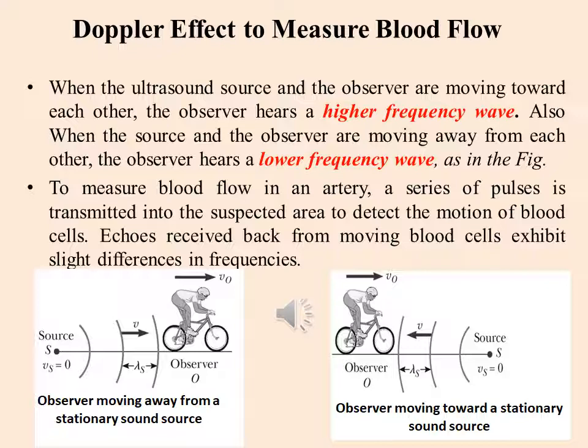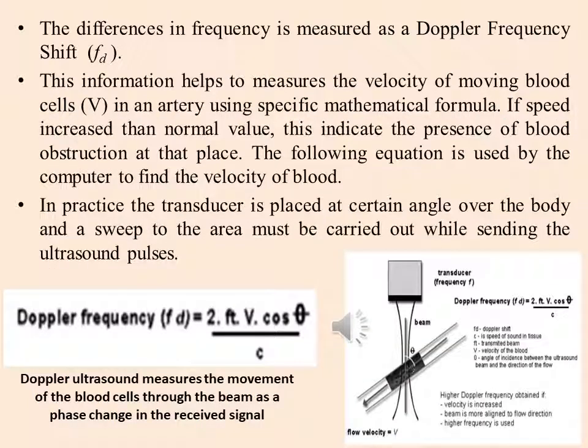Echoes received back from moving blood cells exhibit slight differences in frequencies. The difference in frequency received is measured as a Doppler frequency shift, f sub d. This information helps to measure the velocity of moving blood cells, v, in an artery using a specific mathematical formula. If the speed increases above the normal value, this indicates the presence of a blood obstruction at that place. The following equation is used by the computer to find the velocity of blood.